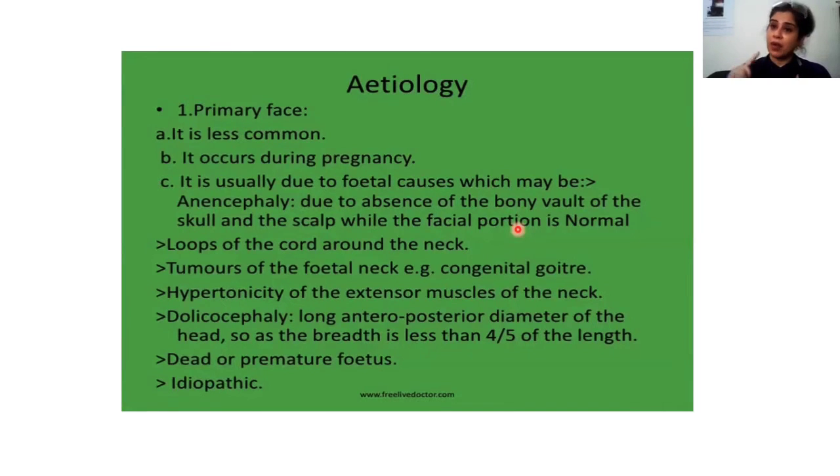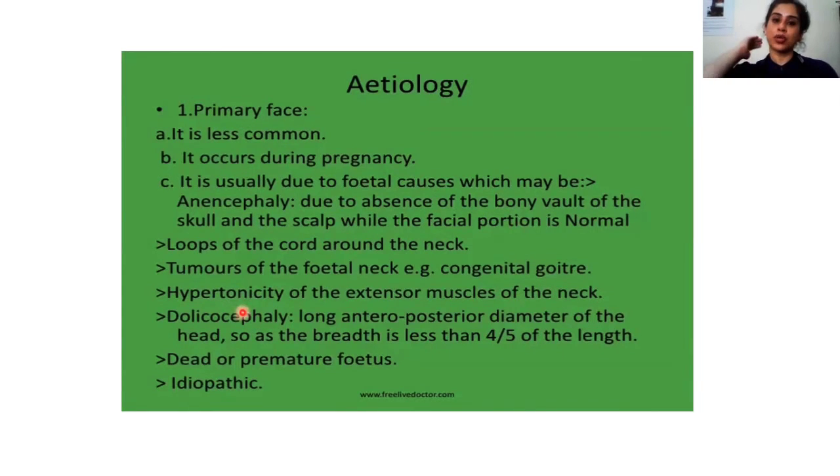If there are a number of loops around the baby's neck, this can lead to extension of the neck and the face becomes the presenting part. So loops of cord around the neck. If there is any tumor in front of the fetal neck, then the flexion won't be possible and the fetal head will remain in extension. So it can be the cause of face presentation, for example, the congenital goiter. Anything which is obstructing the flexion of the baby's neck can lead to face presentation.